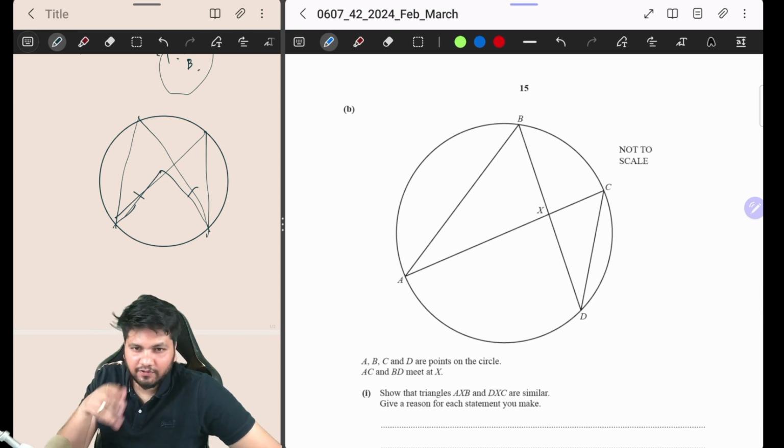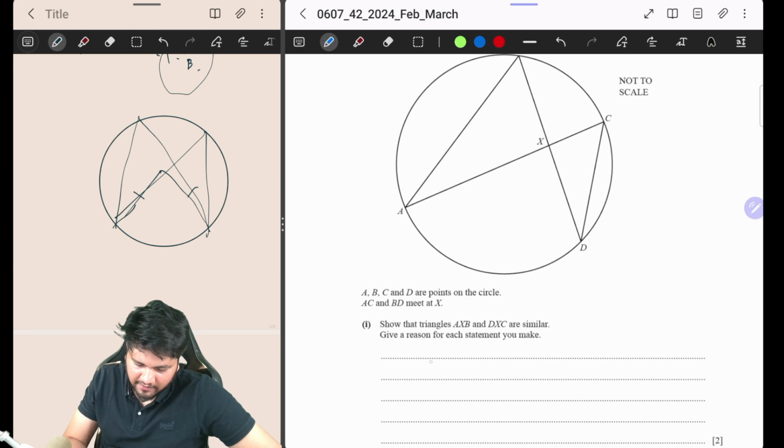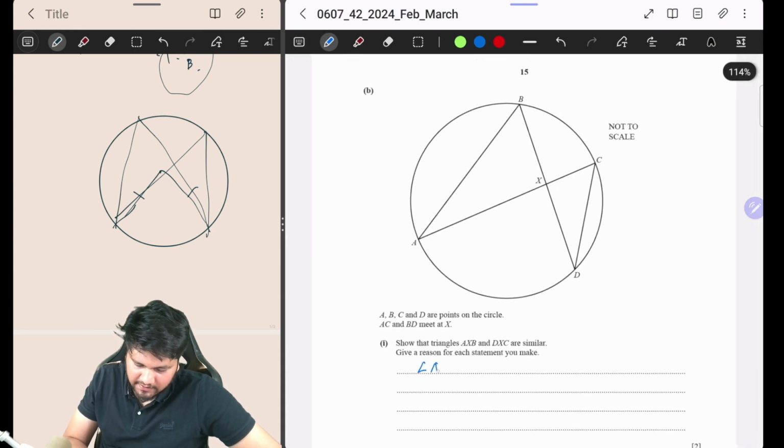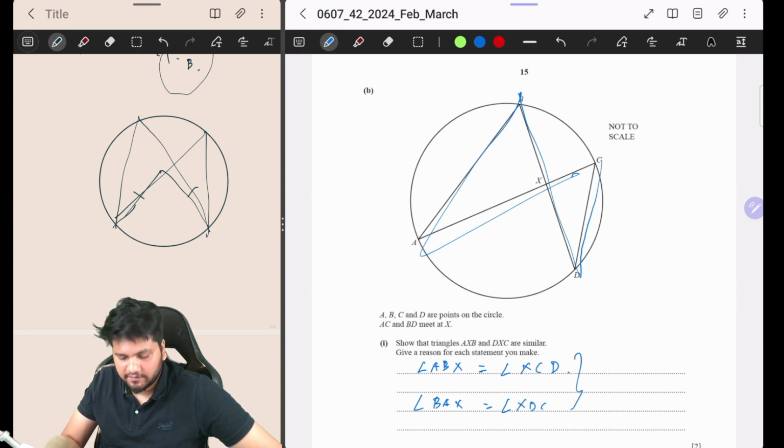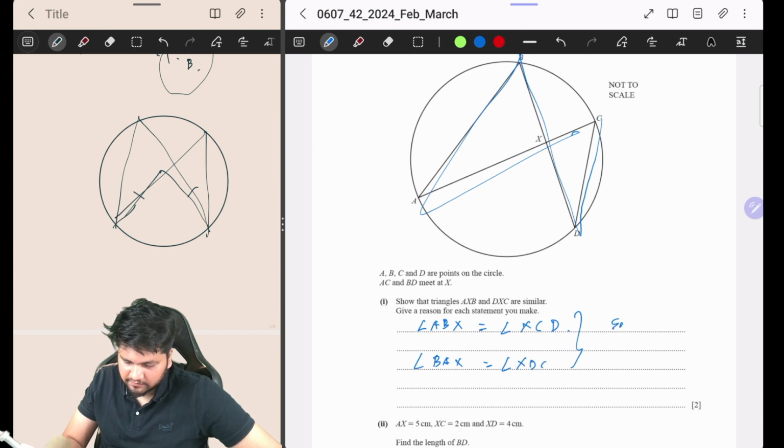Very simple. Again, I told you, angles in the same arc. So obviously angle ABX is equal to angle XCD. Similarly, angle BAX is equal to angle BDC, that is angle XDC. Why? Because angles in the same arc. So through the AA test the triangles are similar.